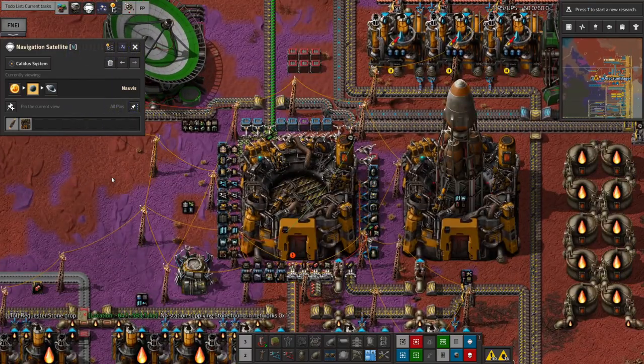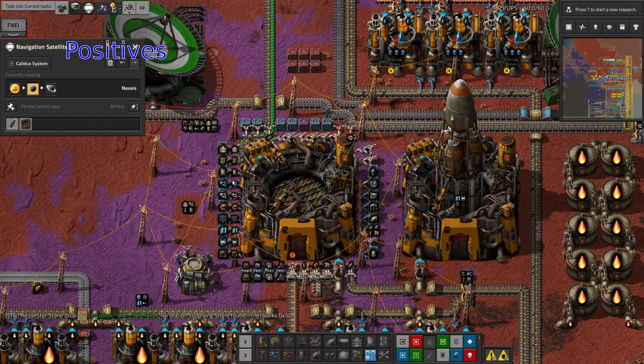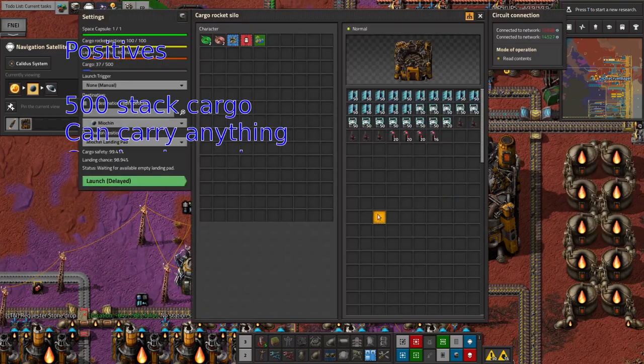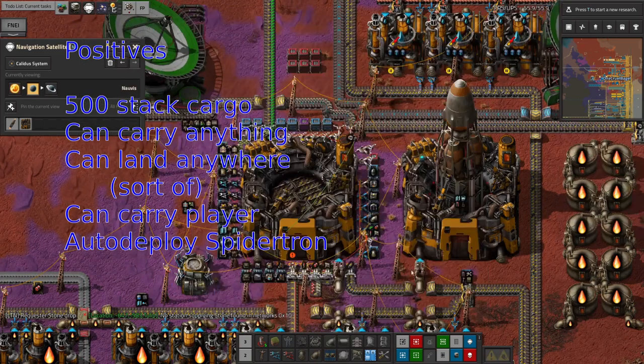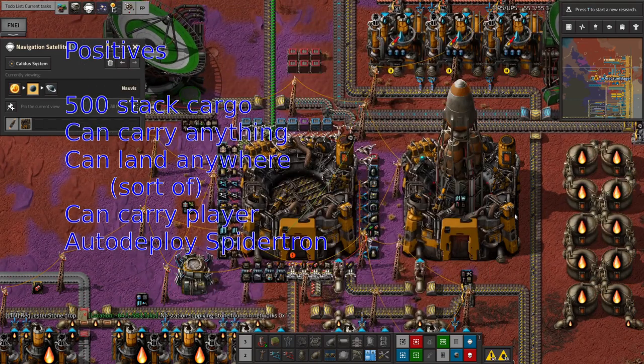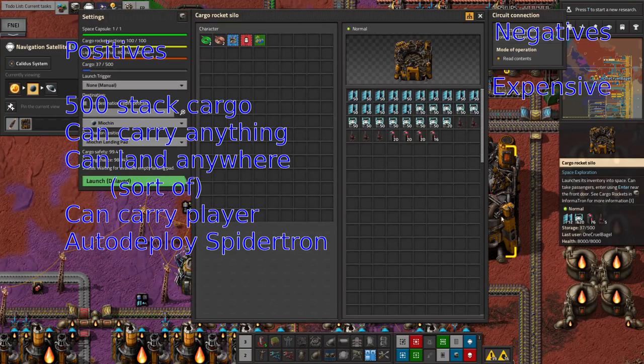The next option is the cargo rocket. These massive rockets can carry 500 stacks of anything at once, can go anywhere, and even allow the player or a Spidertron to ride along. However, as you'd expect, the rockets are much more expensive to make.